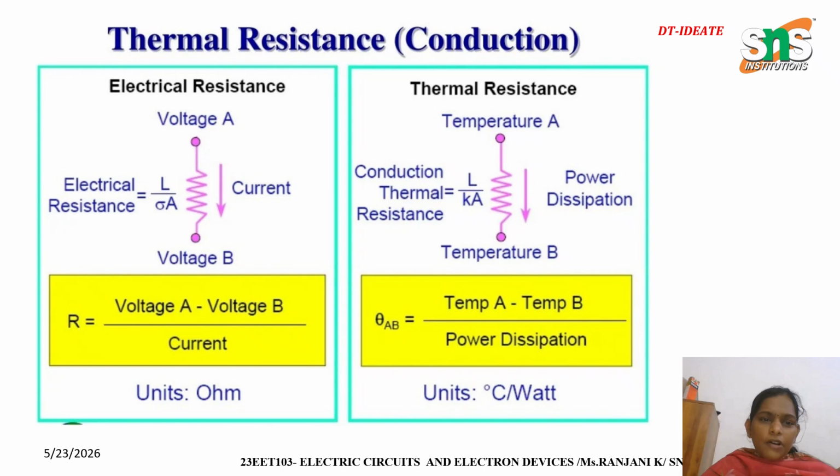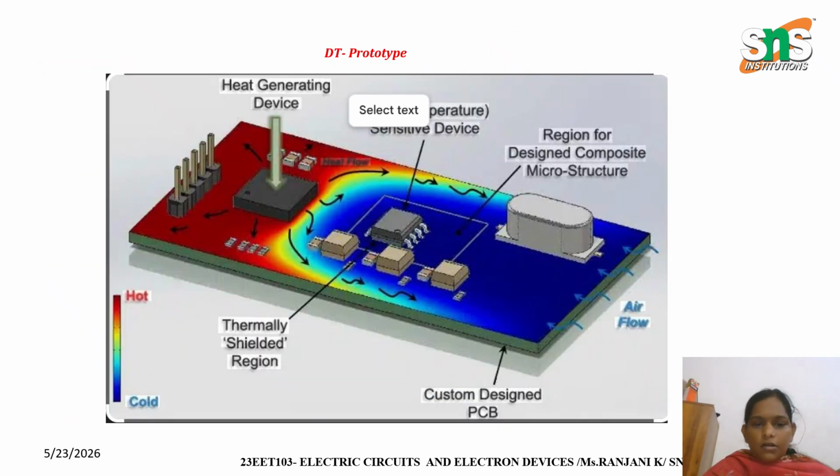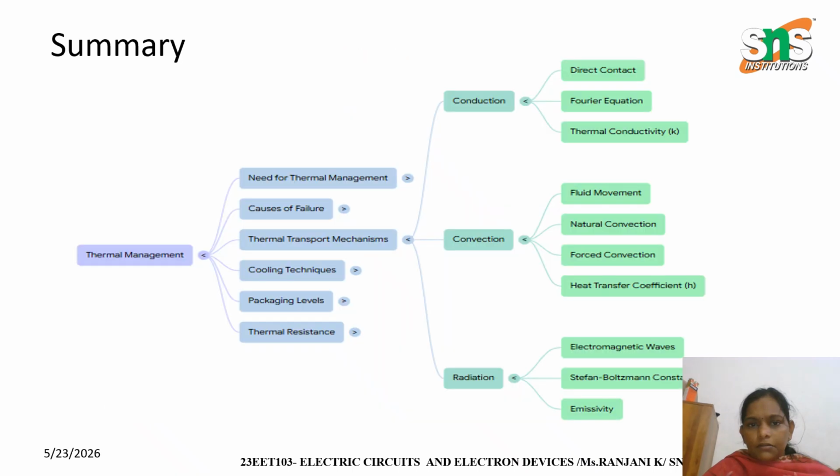For electrical resistance, it is the incoming voltage minus the output voltage divided by the current, represented in the unit of ohm, whereas for thermal resistance it is the incoming temperature minus the outgoing temperature over the power dissipation. So it's a prototype. In today's class we saw thermal management and its types, what conduction, convection and radiation are. If you have any clarification related to this topic, feel free to contact me. Thank you.